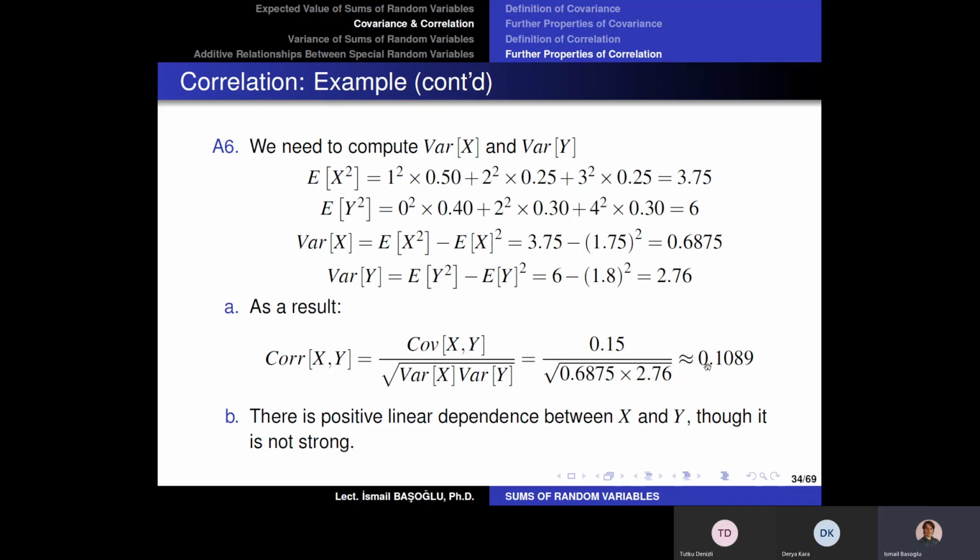The correlation between x and y in these random variables, in this joint probability mass function, is 0.11, which means the linear dependence between x and y seems to be a positive linear dependence. However, because this value is not very close to 1, in fact, it is much closer to 0, we should say that it is not strong. Okay? So there is a positive linear dependence, though it is not very strong.